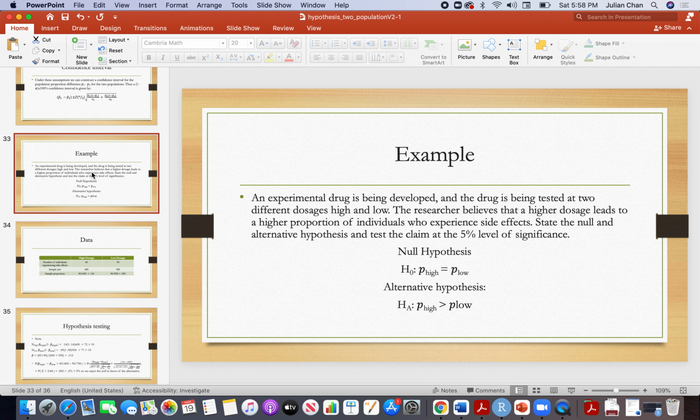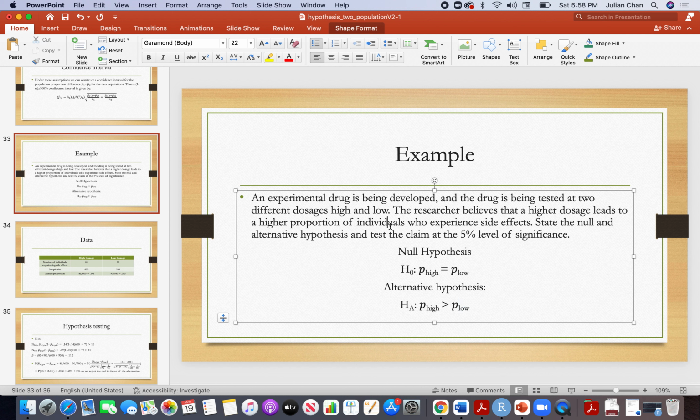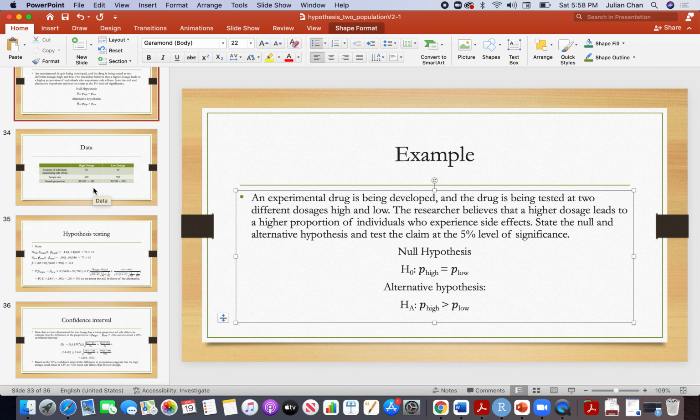So the null hypothesis is that the 2 proportions are equal. This would mean that the dosage level doesn't affect the side effects. So it doesn't change the proportion of individuals with side effects. So if you're in the high group or you're in the low group, they have the same proportion of individuals with the side effect. The alternative hypothesis is that the high group has a higher proportion of side effects than the low group. Okay, that's our alternative hypothesis, which is consistent with what the researcher believes.